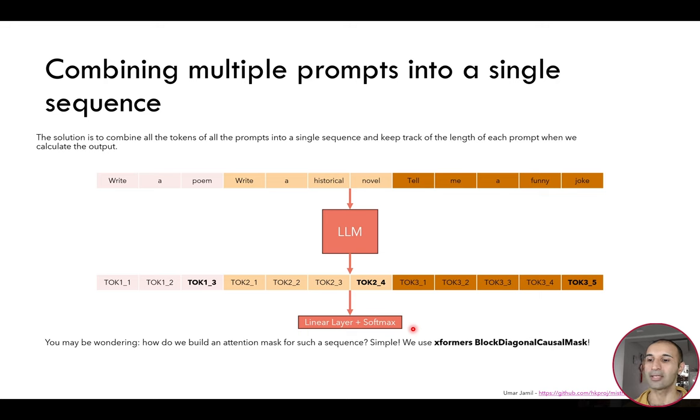But you may be wondering, how do we even produce an attention mask that can work with multiple prompts combined into one sequence, such that a token of one prompt should not attend to the tokens of another prompt, but only to the tokens of the same prompt, right? Well, the xformers library allows us to do that using a method called BlockDiagonalCausalMask, which is also used in the source code of Mistral. So I want to show you how it works.